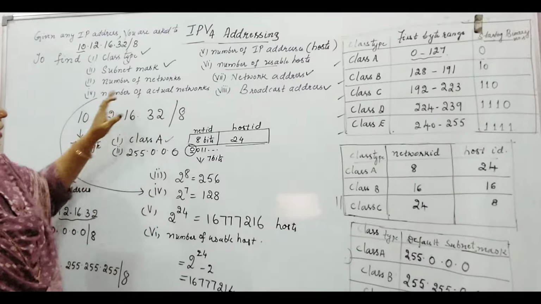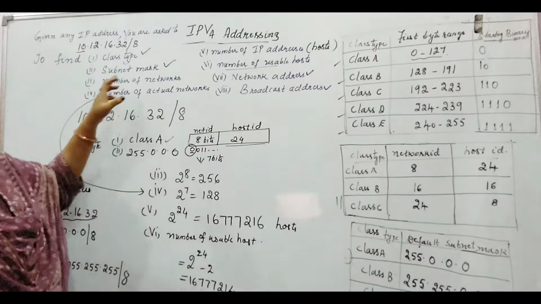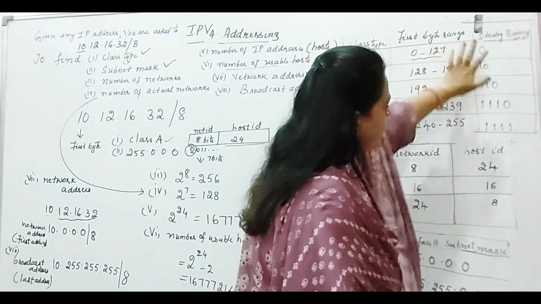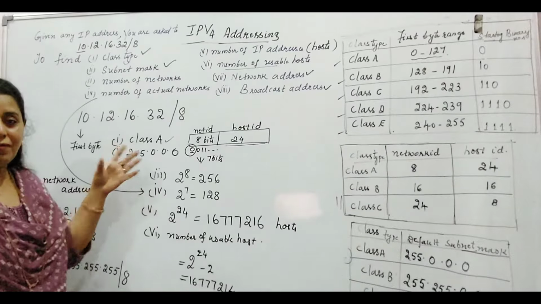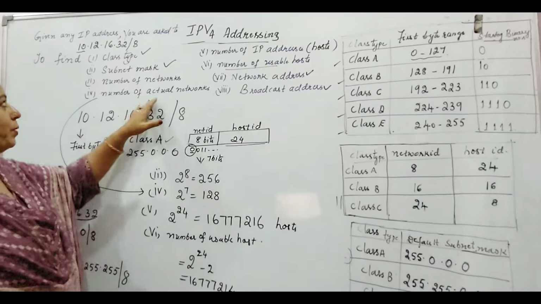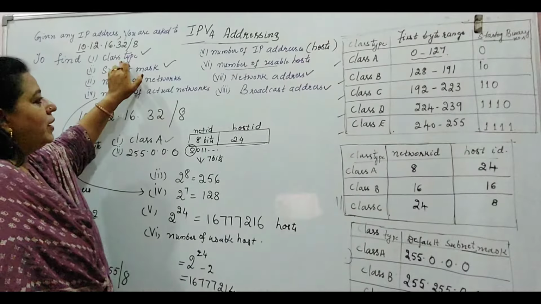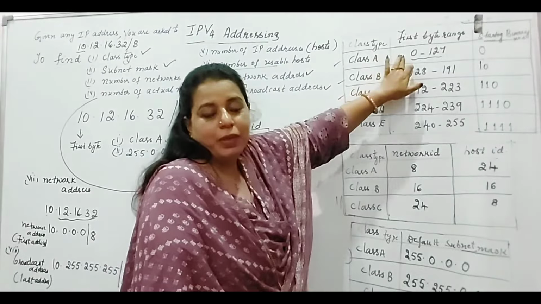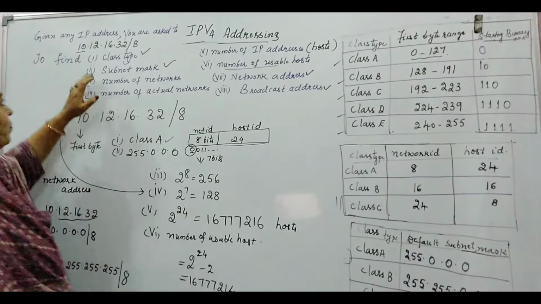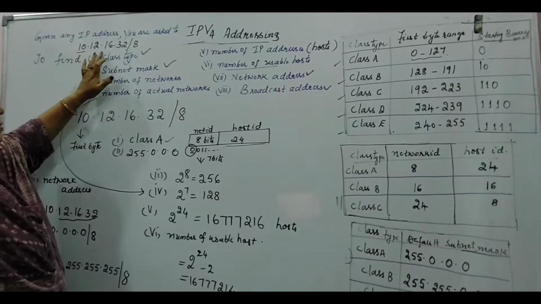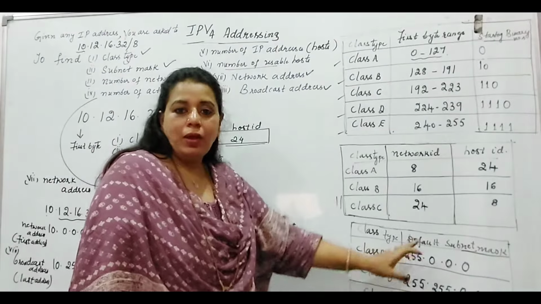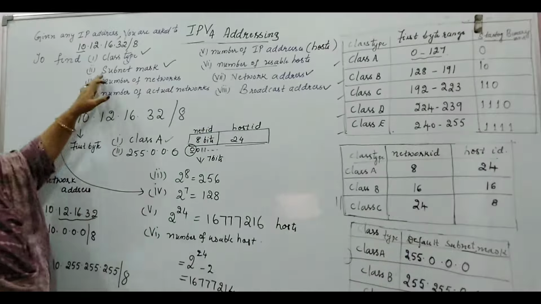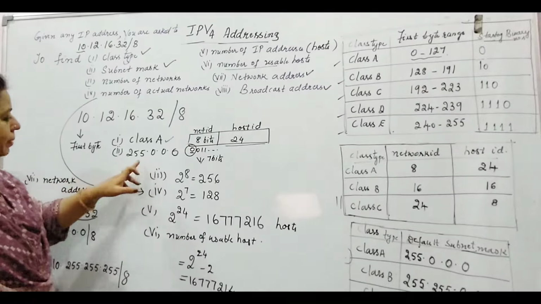255.0.0.0. Number of networks and number of actual networks you can always remember with this column. See, every column's information is actually helping you in solving one or the other component of this particular problem. If it is the type of the class, you are going to check this column. So just check the first byte number and find out the type of the class. And next, when you want to check the subnet mask, look here, this table will help you. The number of bits that are used to represent the network ID will always give the subnet mask.